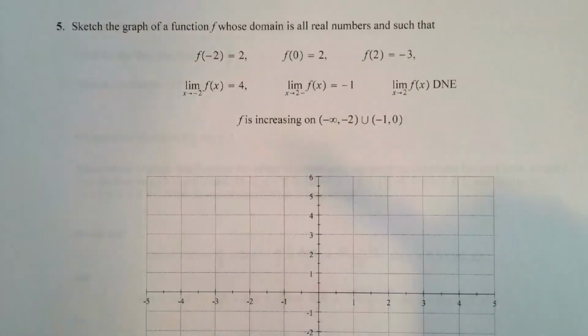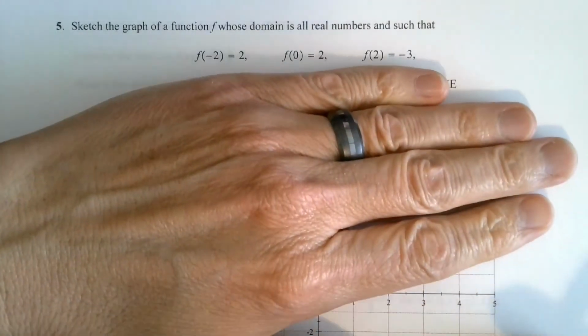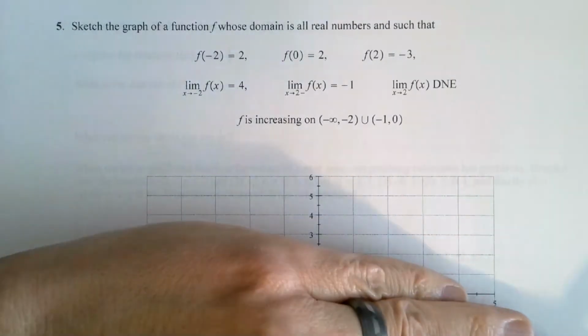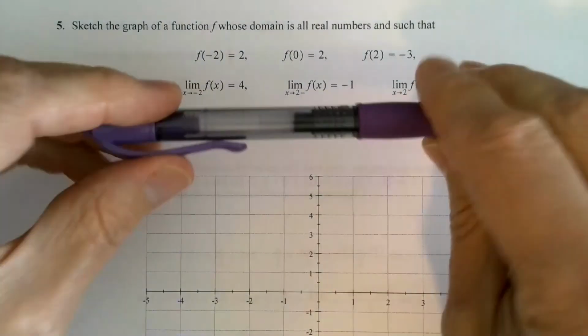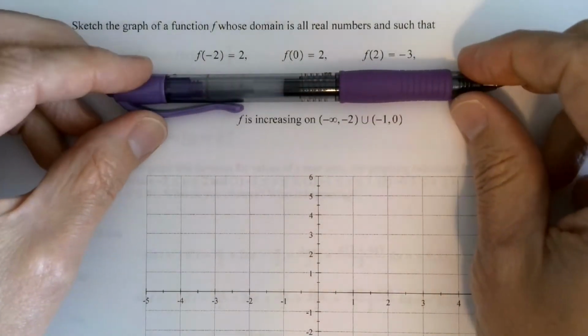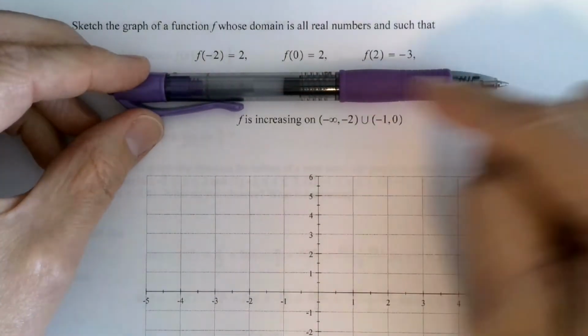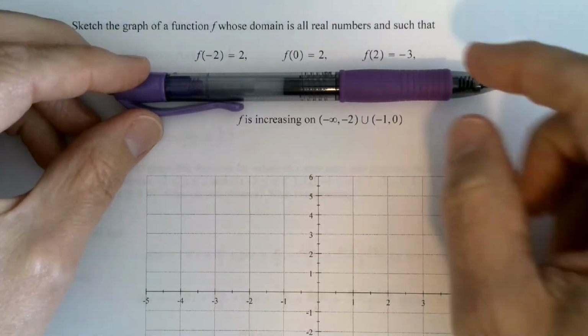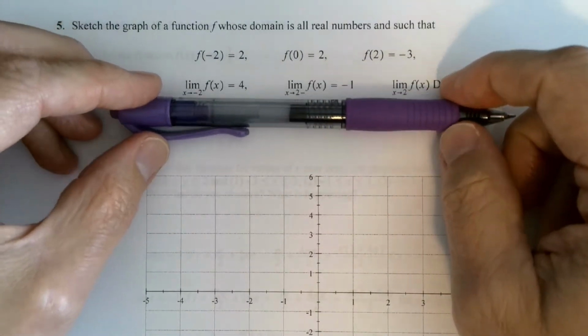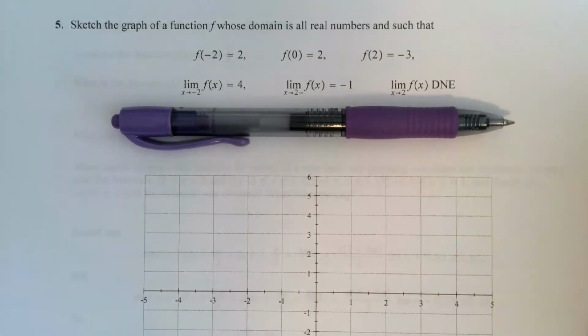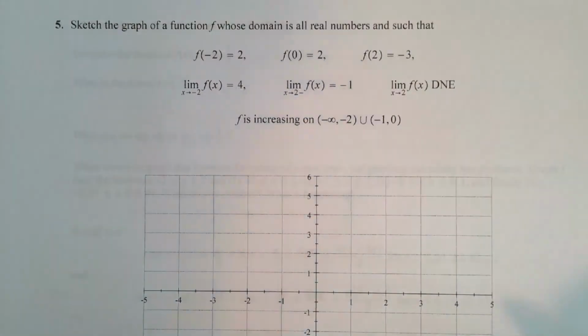And probably in the homework, if you've been doing the prerequisite homework, you've seen sketching a graph with these types of criteria, where the value of the function is given, and where it may be increasing or decreasing. But here now we're going to include limits, now that we've talked about limits. And so again, there's lots of ways this can be drawn.